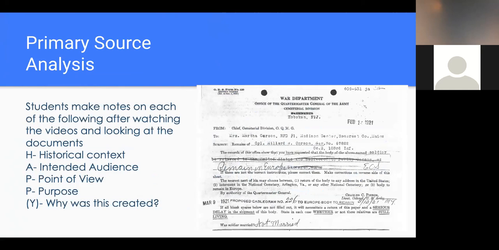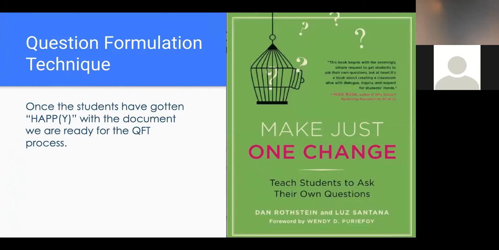All right, now it's time for primary source analysis, reflection, and really thinking about getting happy with the document. So students then make notes for each of the letters. What's important for historical context? What do they know about the intended audience? What do they know about point of view? The purpose and the significance. Once they've done that, now it's time for a QFT.